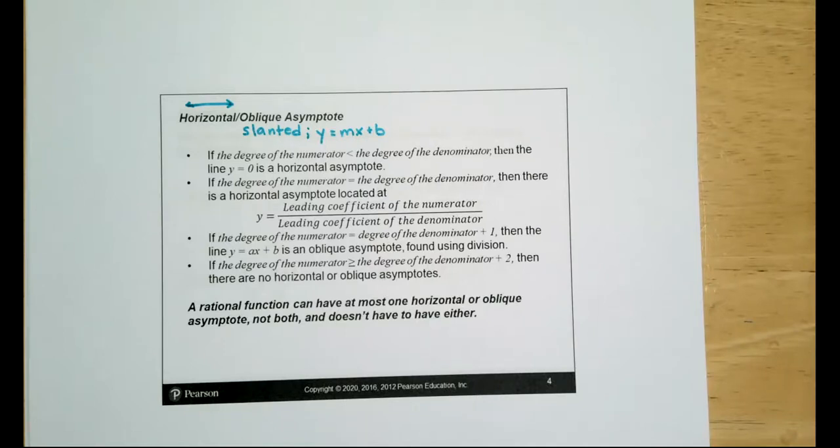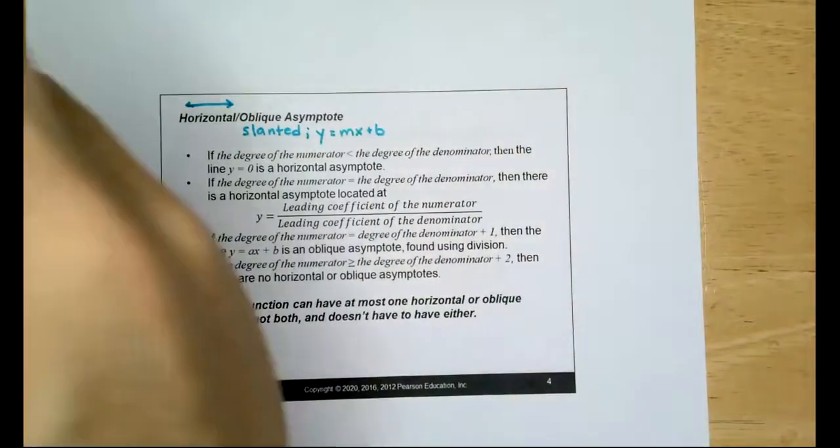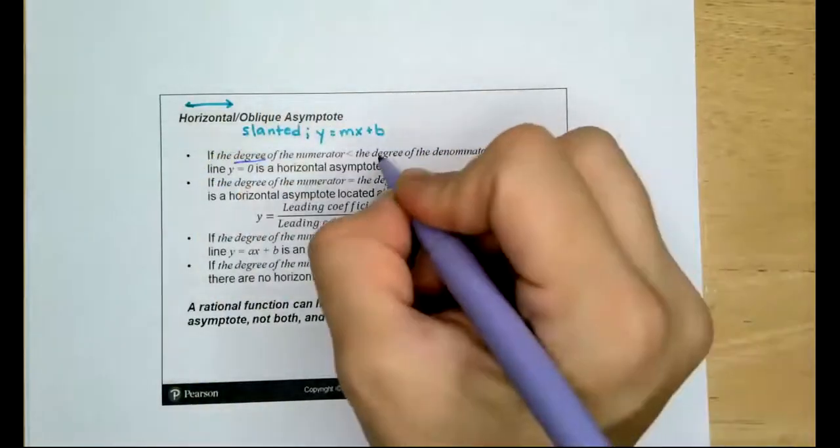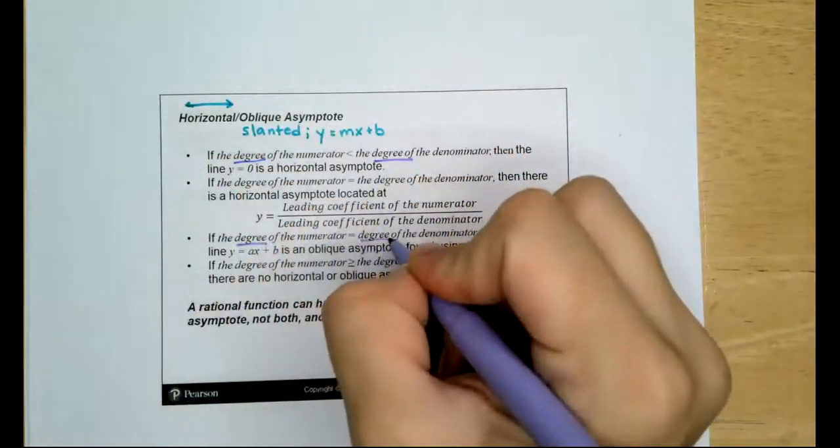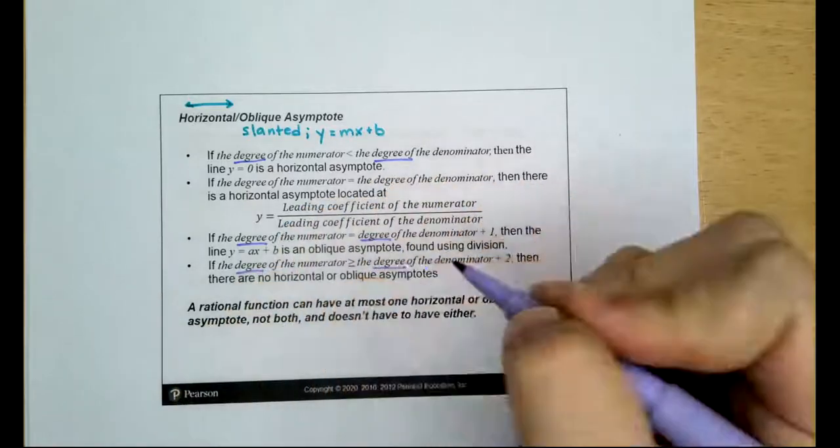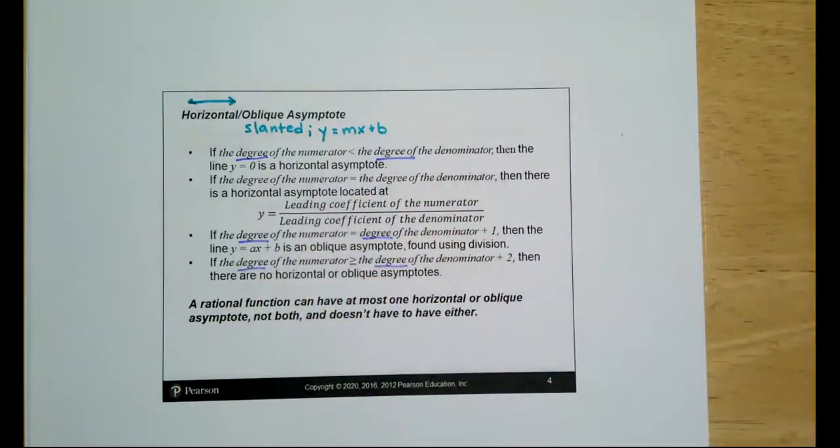So it all depends on the degree of the numerator and the denominator, and the degree is the largest exponent, right? A vertical asymptote means the graph cannot touch or cross it, but the graph can touch or cross a horizontal asymptote or an oblique asymptote. It just describes the end behavior of the graph a little bit.